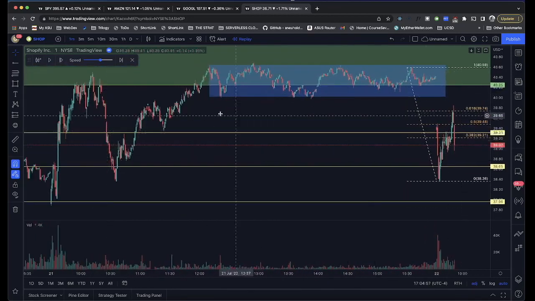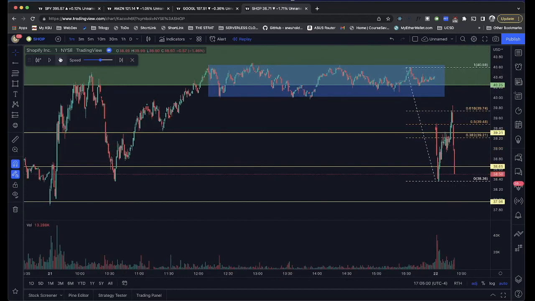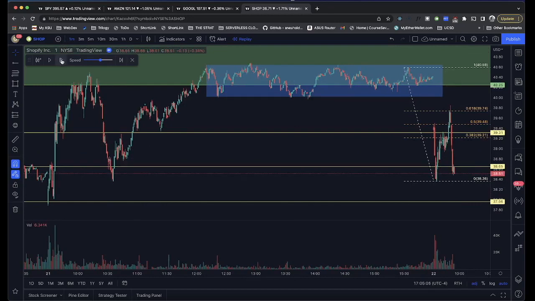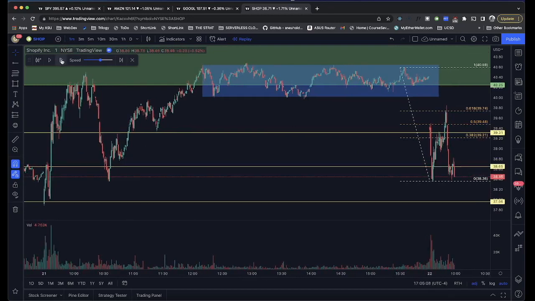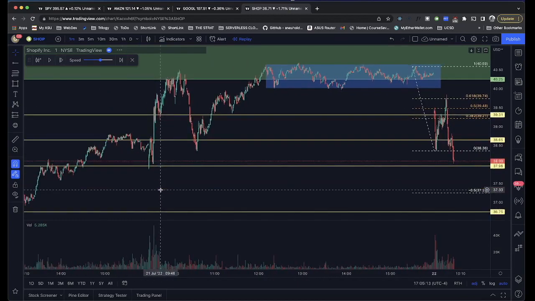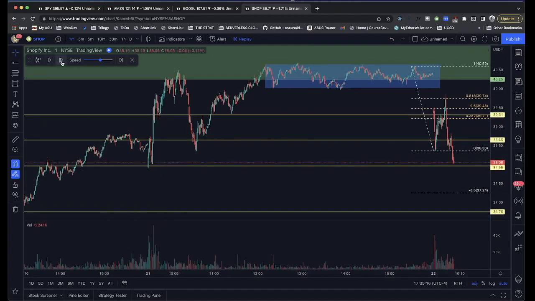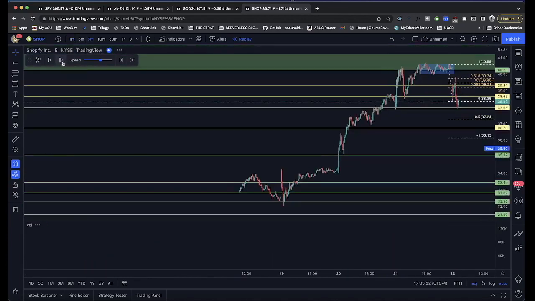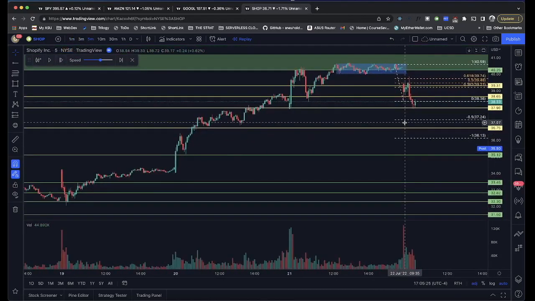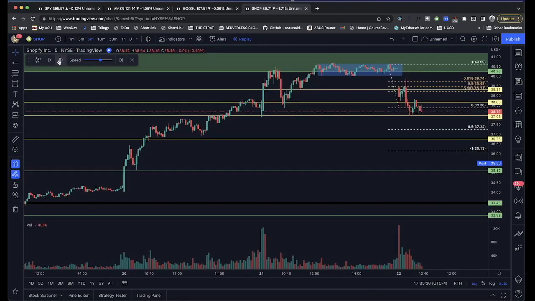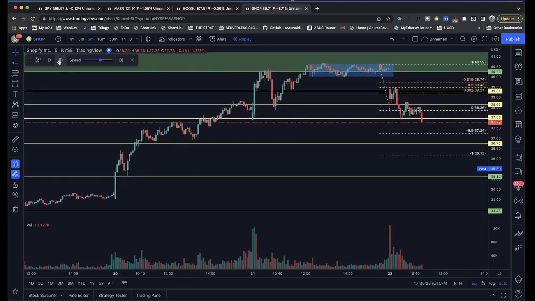And then we get a move down, rising volume back down to that low of day, and continuation all the way down to this 38 level. I think it goes even further. Zoom out to the 5-minute here. Yeah, so it broke this low as well.